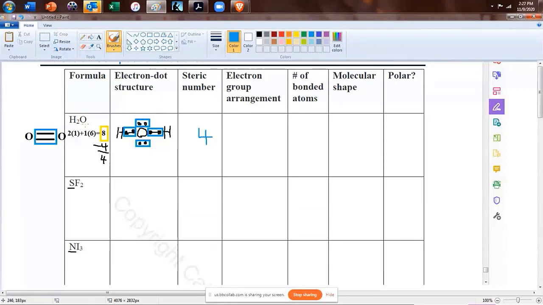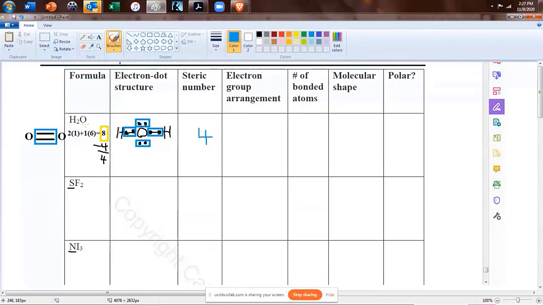Now, if I had a double bond between two atoms, let's say, for example, a double bond between two oxygen atoms, this double bond would still be one electron domain, because the double bonded electrons are still in the same region. A triple bond would also be one electron domain.